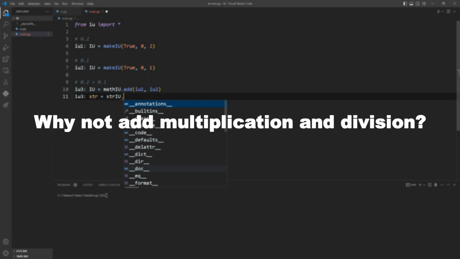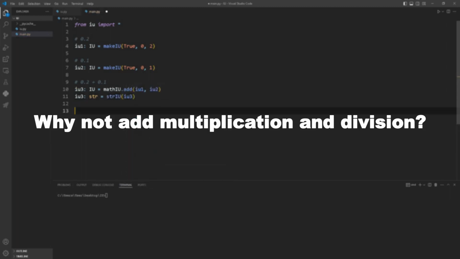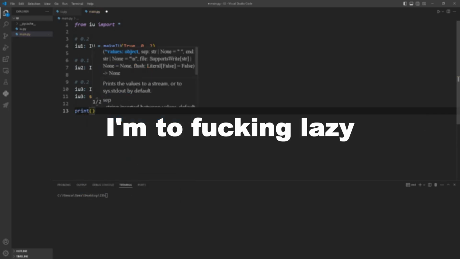And some of you peppers may ask, why not also add multiplication and division? Well, I'm too fucking lazy.